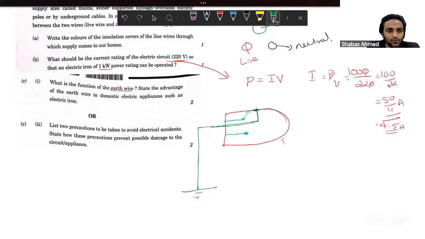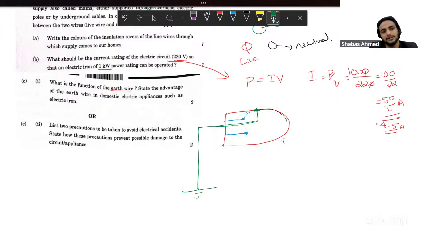Then next one, list 2 precautions to be taken to avoid electrical accidents. Just check the proper earthing, and the fuse wire must be proper, and don't put too many appliances in the same circuit, in the same socket, like that. And check the insulations of the live wire, earth wire, and neutral wire. There are many precautions. That's up to your logic. And the electrical safety fuse, everything.